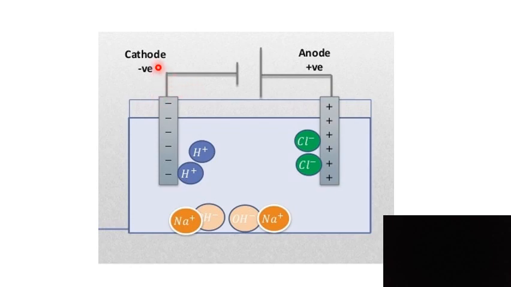If we remember, the cathode has a negative charge and the anode has a positive charge. The cathode, therefore, because it has a negative charge, is going to be attracted to the positive ions. And the anode, because it has a positive charge, is going to be attracted to the negative ions.